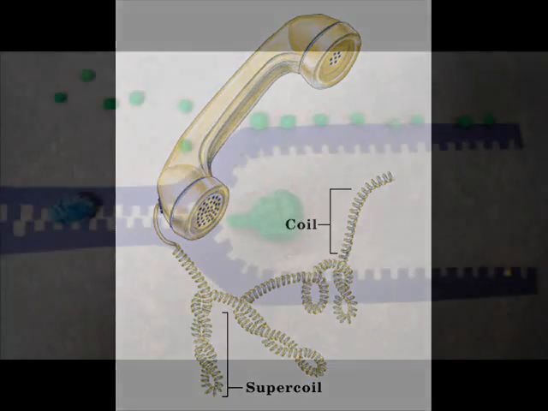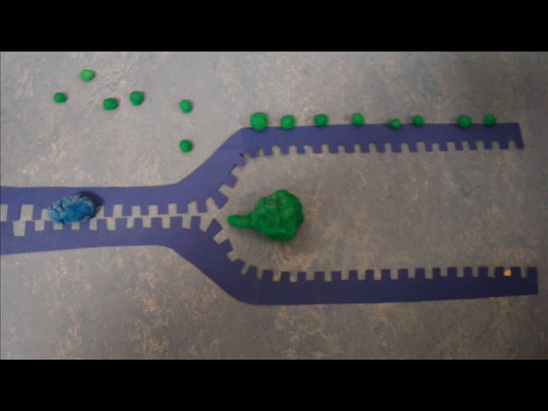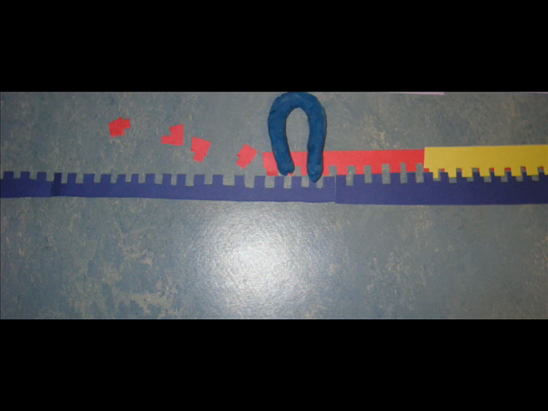Topoisomerase is an enzyme which sits behind the helicase and cuts and repairs the strands to relieve strain and prevent supercoiling. Single-stranded DNA binding proteins prevent the DNA strands from binding together and to other outside molecules. After the parent strands are separated, RNA primase creates a primer which signals the DNA polymerase to start adding nucleotides to the 3' end.